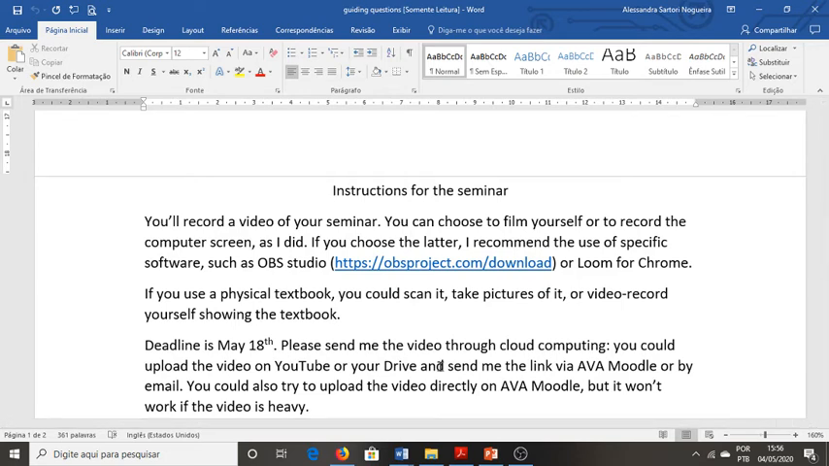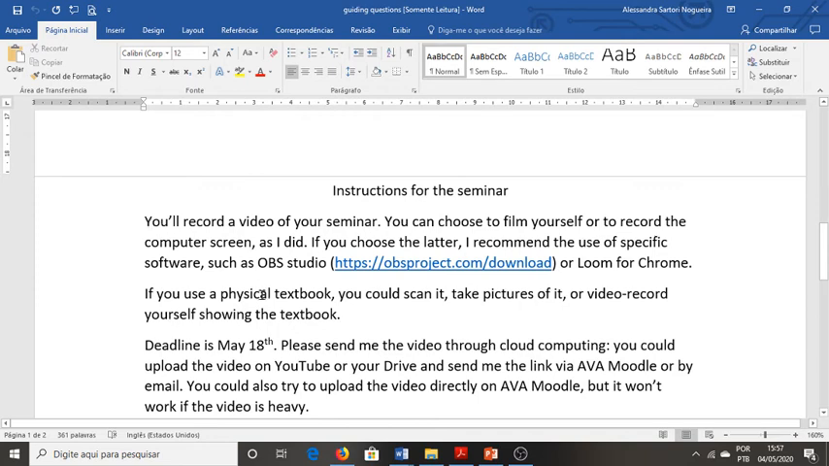You can choose to film yourself with a cell phone, for example, or to record the computer screen the way I did. If you choose to record the computer screen, you have to use software. I'm using OBS Studio, but my husband uses Loom for Chrome. With Loom, you can record the screen of your computer with your face in a small screen in the corner. But OBS Studio doesn't show my face. Well, these are the ones that I know. Of course, if you know others, you can use them.